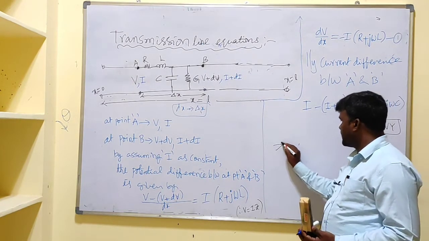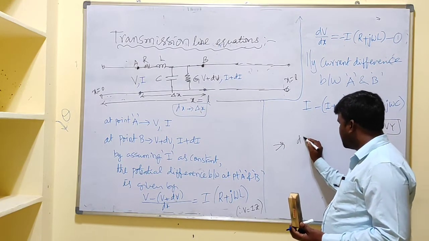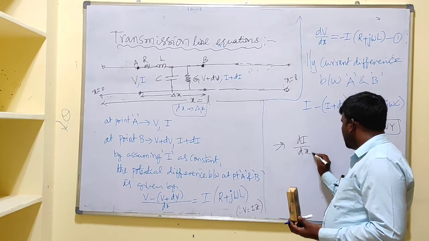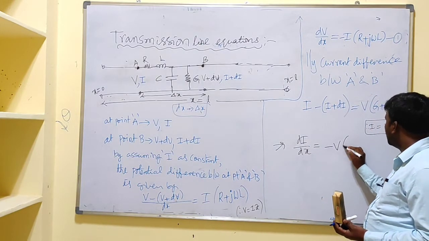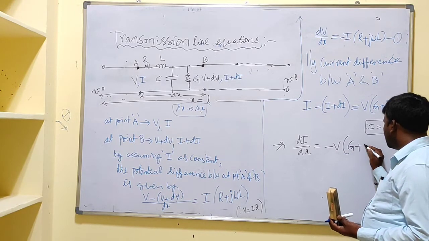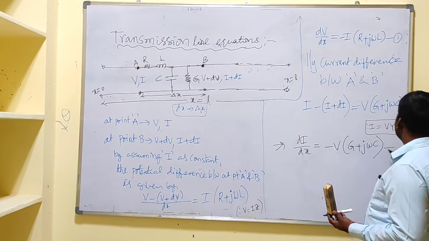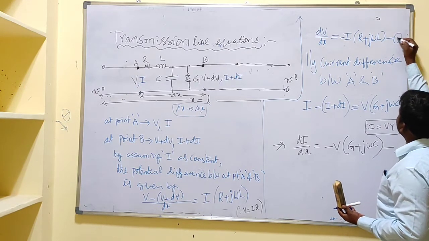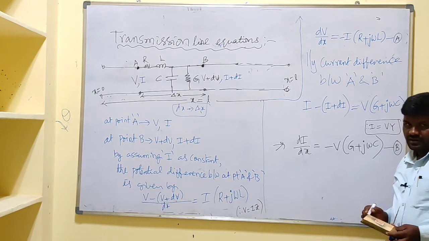Now, from this we can write, I cancelled out, minus dI by dx. Or else, for dI by dx, multiply with minus sign on both sides, we will get minus V into G plus J omega C. Take this as equation A. This is equation B. Okay.